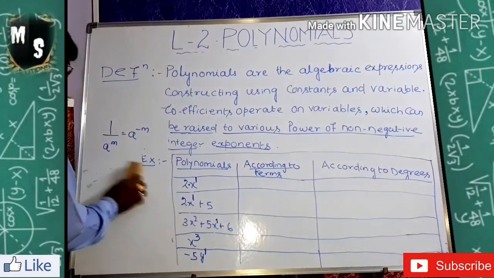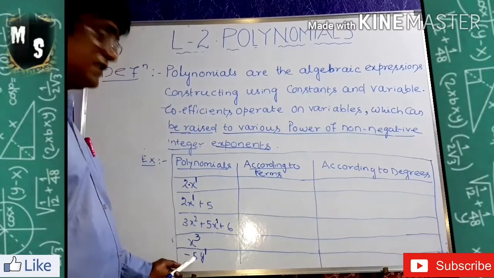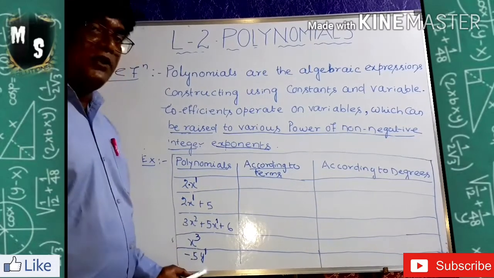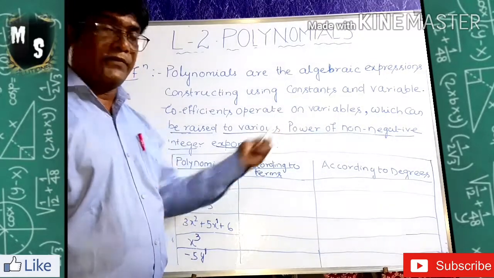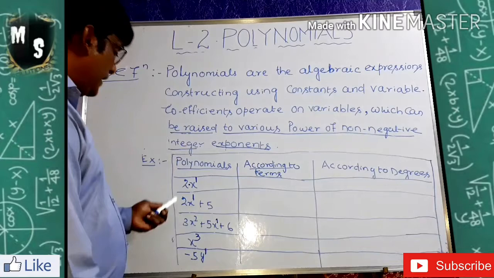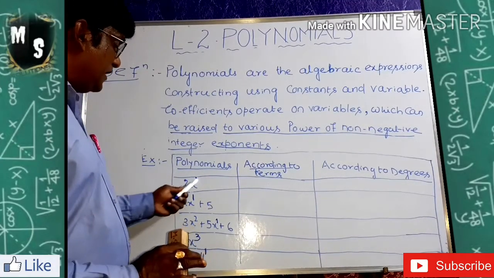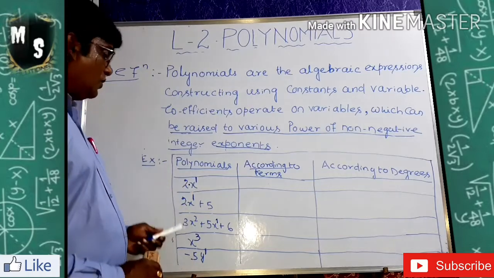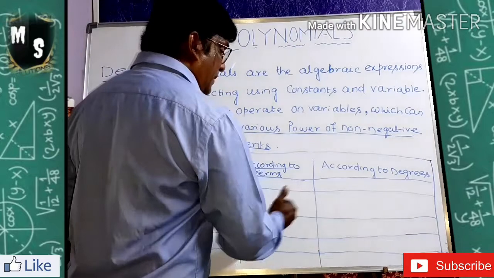Now you see, there is a table for you. I made a table for you. Here I wrote some algebraic expressions, and those can be called polynomials because they are satisfying the definition of a polynomial. There are no negative integers here, so all are non-negative integers as the variable powers. Now for these polynomials, I have given two tables for you.